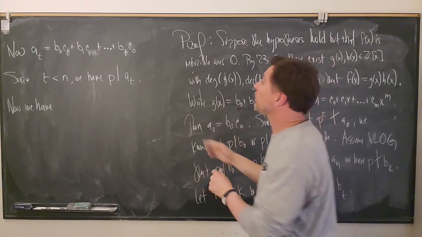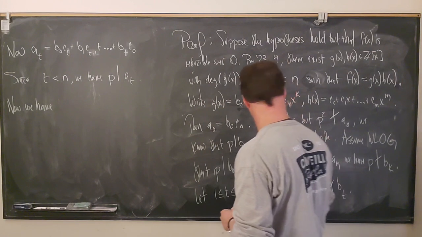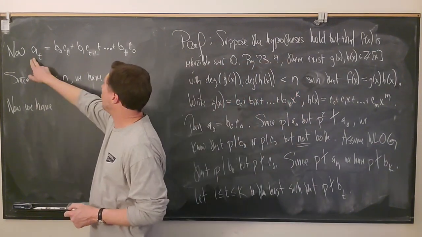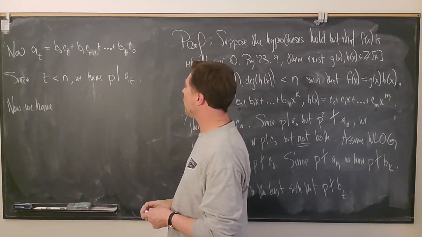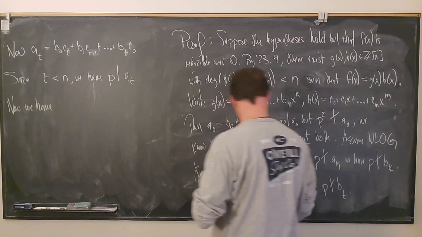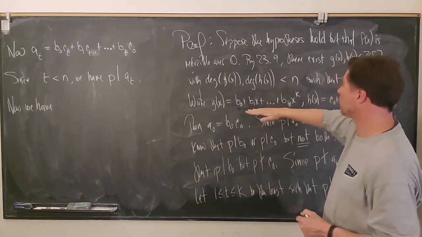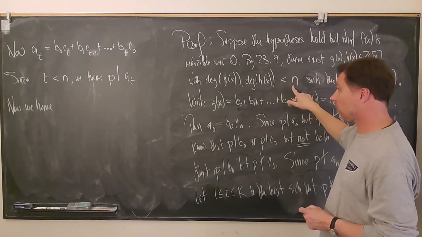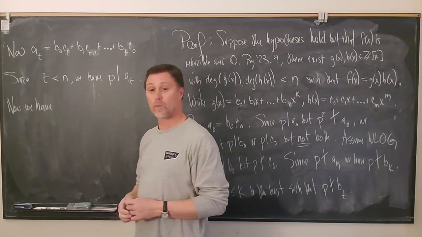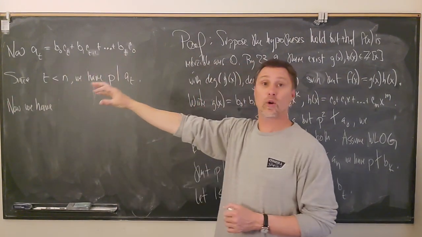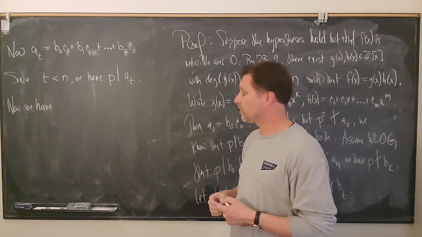What did I do right here? I look at the tth coefficient, right? t is the least such that p does not divide b sub t. I write out what a sub t looks like. It looks like this. Now we know that t is strictly less than n. Why is that? Well, because t is less than or equal to k, and we know that k, the degree of g, is strictly less than n. And so our assumption is that p divides all of the coefficients from a0 all the way up to a sub n minus 1. So in particular, p divides a sub t.